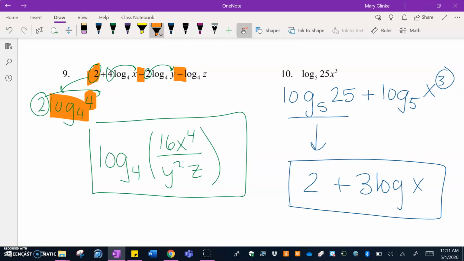And then for number 10, we had to expand this one because it was one logarithm. There were 2 different terms inside that logarithm, so we wrote it out as 2 terms and evaluated the numbers and brought down the exponents.